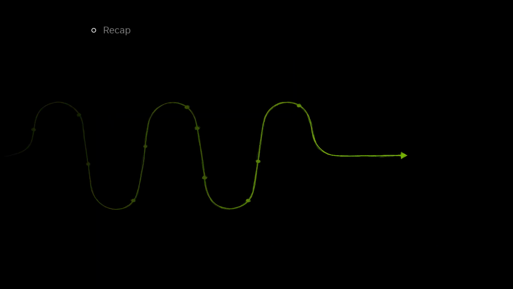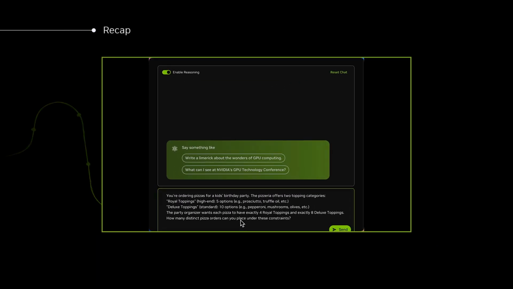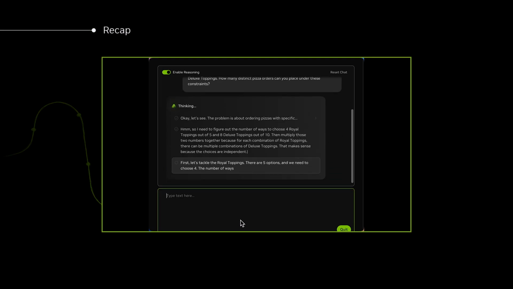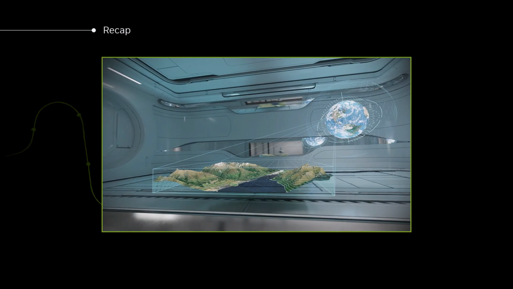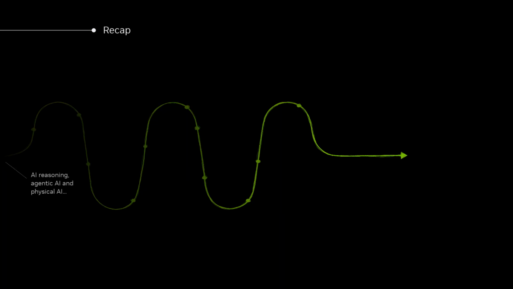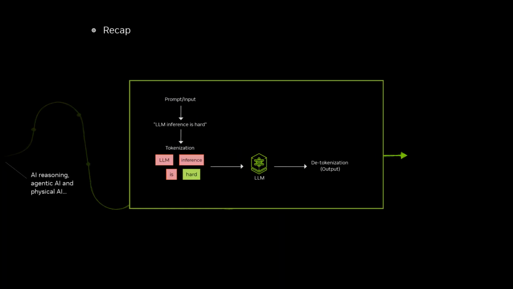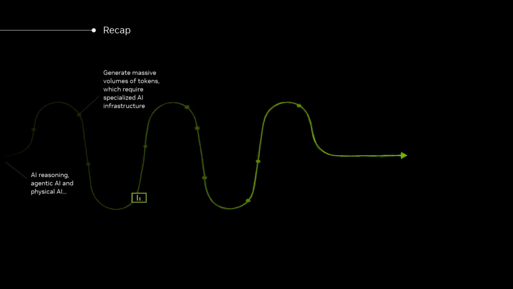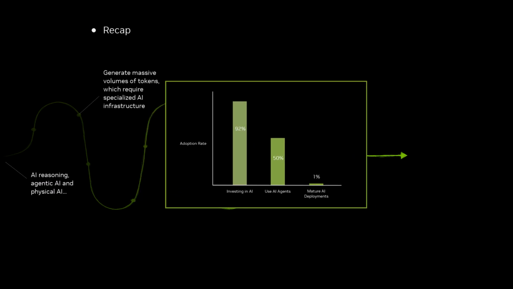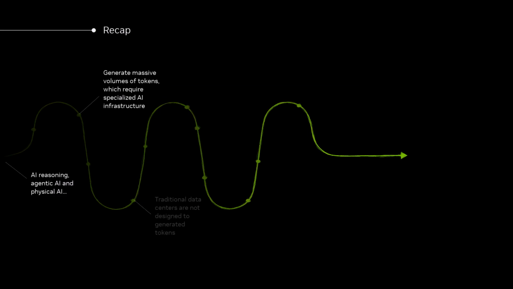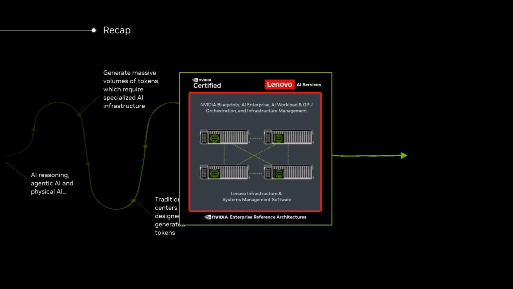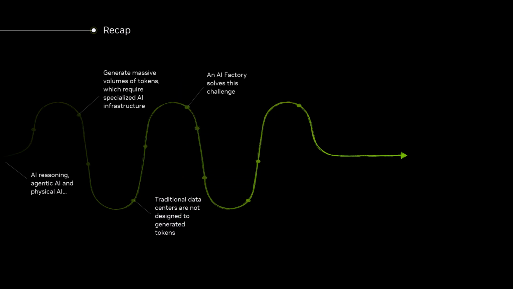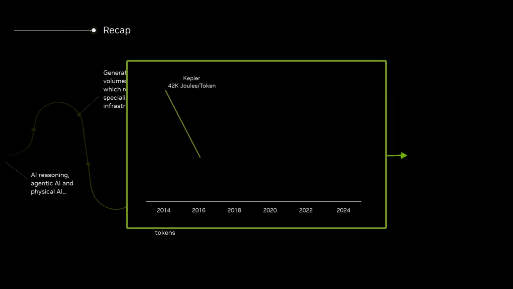Okay, so let's recap. AI models and workflows today can solve complex problems with reasoning, AI agents, and physical AI. They generate significantly more tokens than traditional LLMs, which are pushing the limits of what traditional data centers can support, since they are not designed for AI workloads and token generation efficiency. AI factories solve this problem. They take electricity, raw data, and foundation models as inputs and generate tokens and intelligence as outputs. They're designed to scale and produce tokens very efficiently.